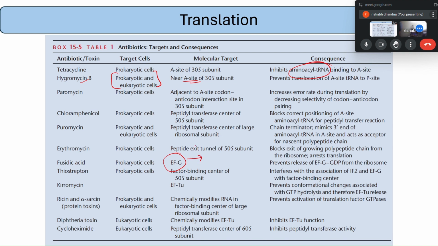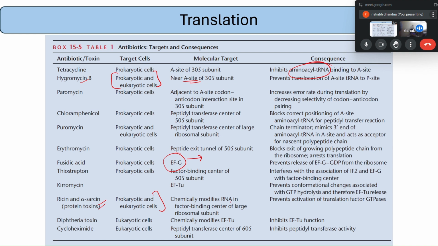Then we have thiostrepton that inhibits the factor binding center of the 50S subunit. So it interferes with the IF2 and EF-G binding sites. Then we have kirromycin that targets EF-Tu, that also is an elongation factor. So this also inhibits the elongation of the translation. Then we have ricin and alpha-sarcin. These are protein toxins for both prokaryotic and eukaryotic cells.